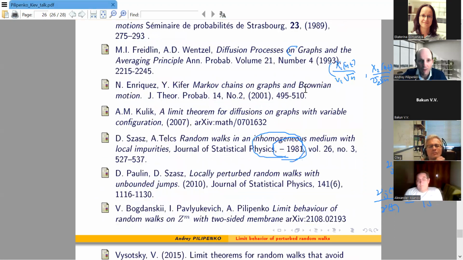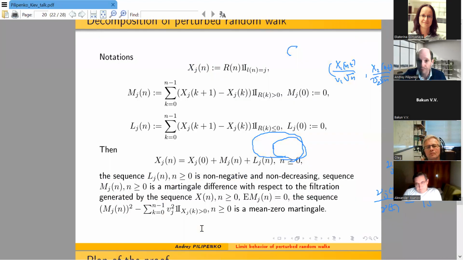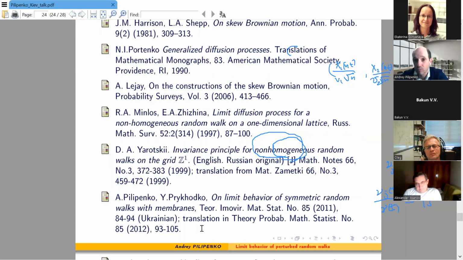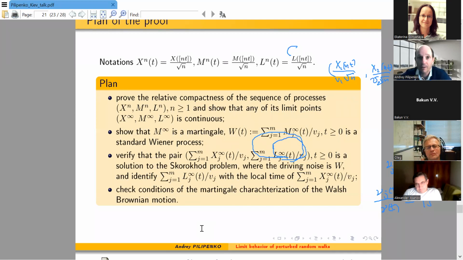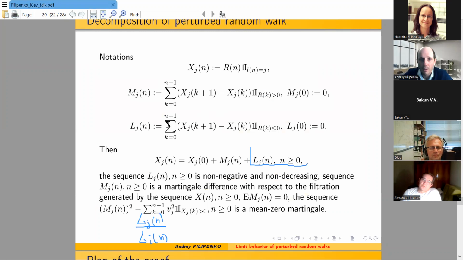So if p_j is given by, for example, this formula, then the theorem is proved. And the question is how to prove this result. Well, it is not a very big problem. We have to prove some limit theorem, like a law of large numbers for the ratio L_j(t) divided by L_i(t), where L_i and L_j are given here.